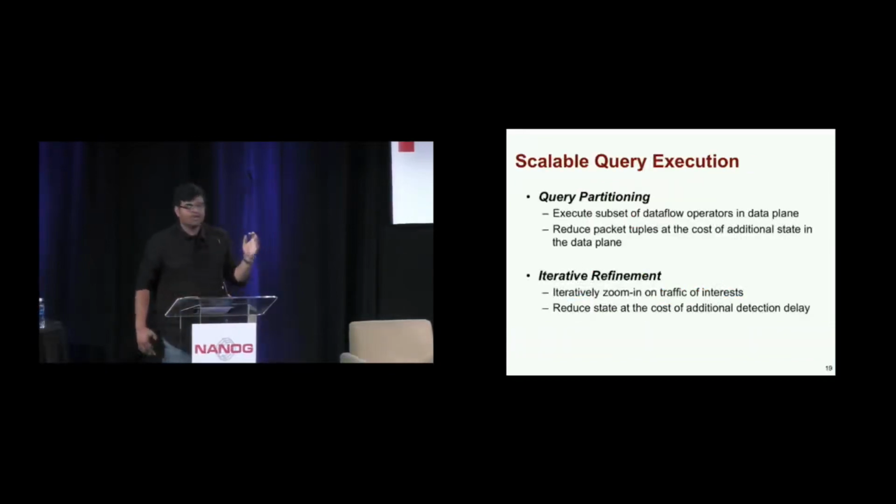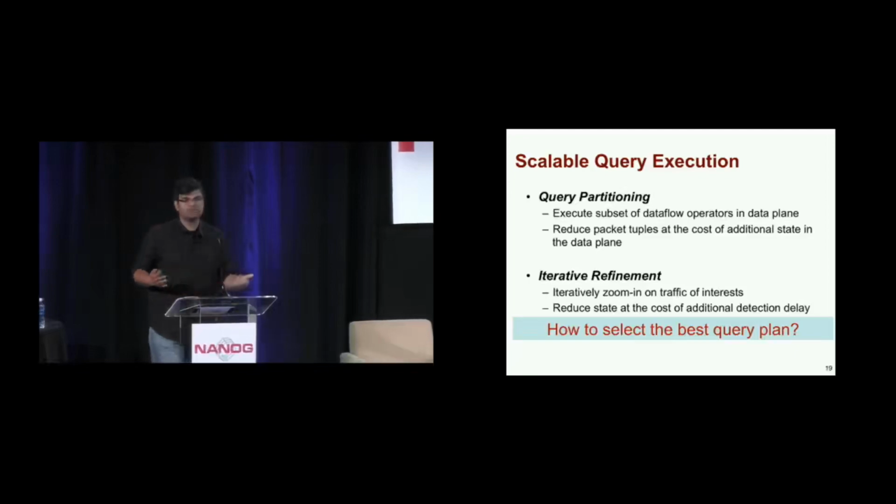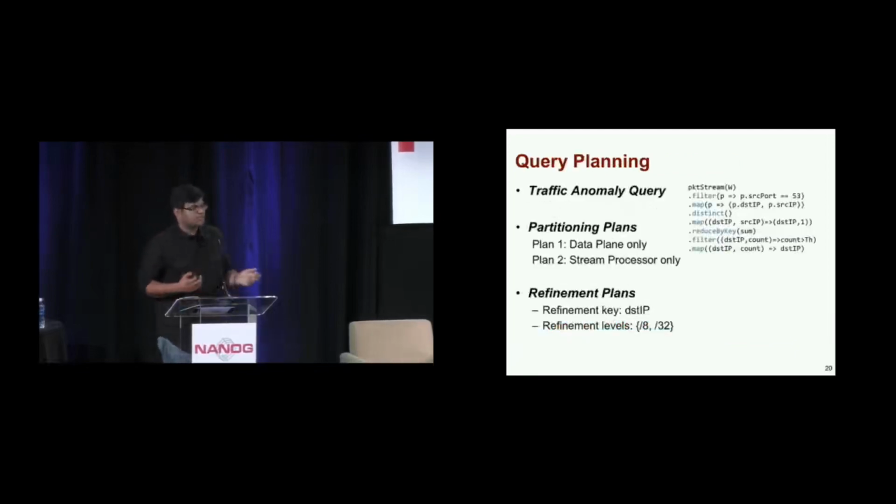So we talked about two ideas, query partitioning and iterative refinement, for scalable query execution. The key question is that there are different ways in which I can partition and refine the query. If I take the example of the traffic anomaly query that I discussed earlier, I can partition it at the cursor level, say /8, /16, or something, and there can be multiple levels at which I do this iterative refinement. So there are different choices in how I do iterative refinement and query partitioning. The question is how you select the best plan for a particular query. Let's take a simple example to get a sense of how query planning works.